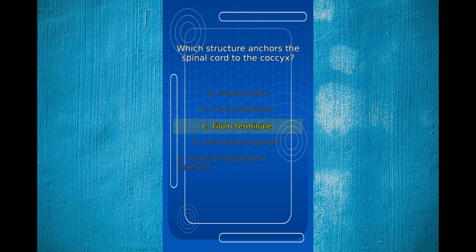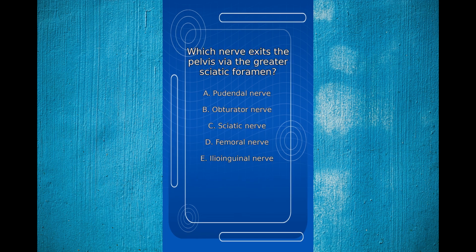The correct answer is C. Filum terminale. The filum terminale is a fibrous extension anchoring the spinal cord to the coccyx. Which nerve exits the pelvis via the greater sciatic foramen?